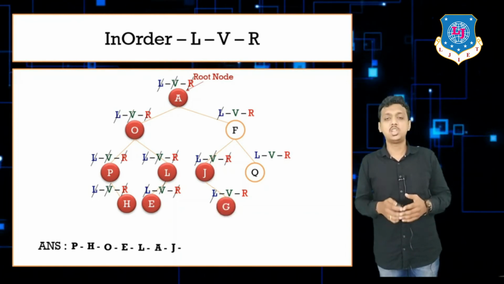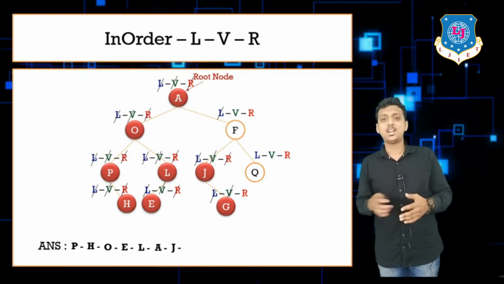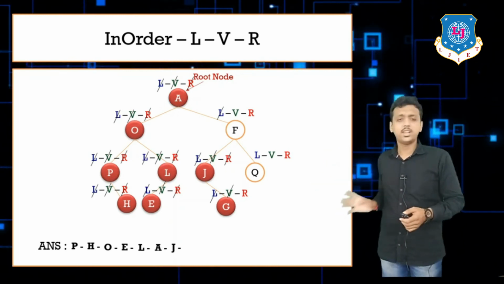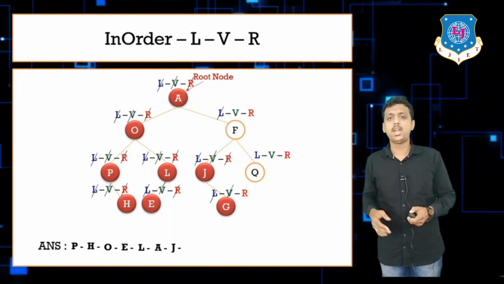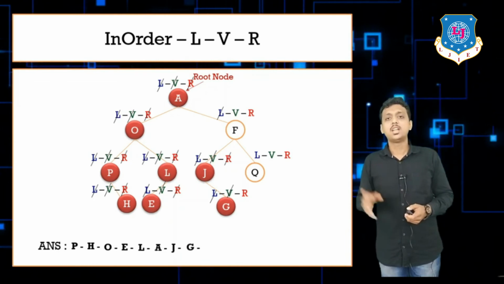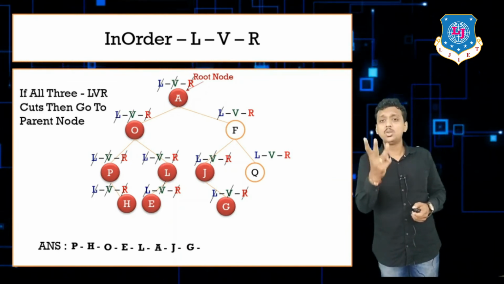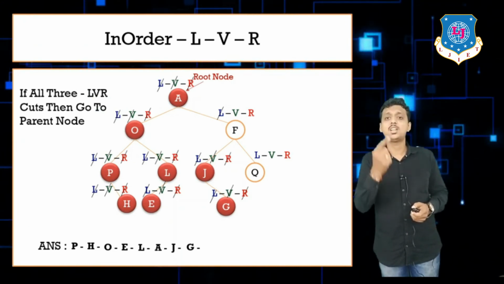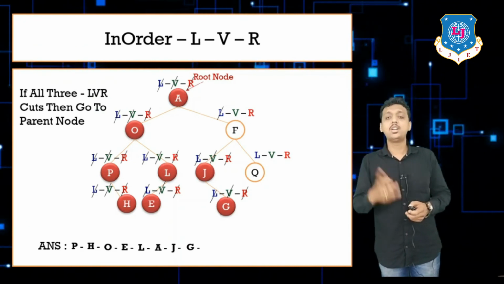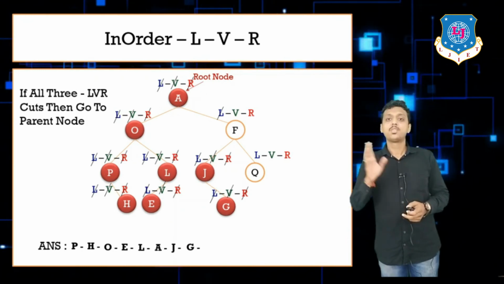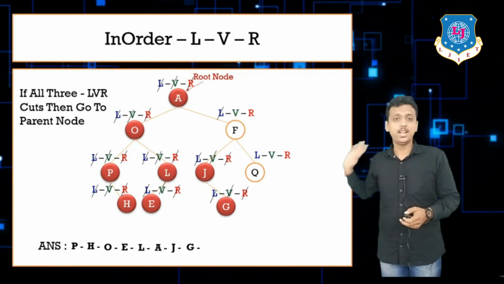That means write down G and check the right side of G. Is there any node on the right side of G? No. Fine. So just cut it down. Now all three operations L, V and R are already completed on G. So just move towards the parent node of G.